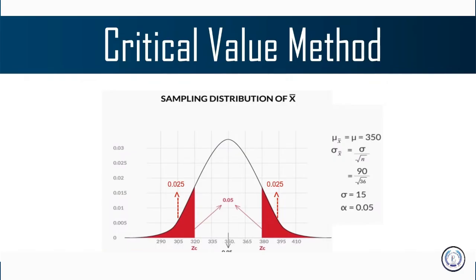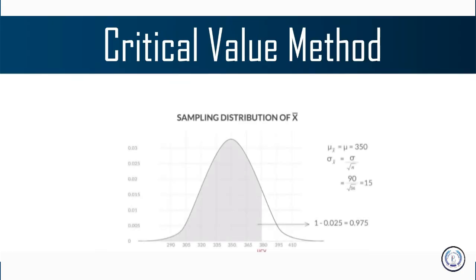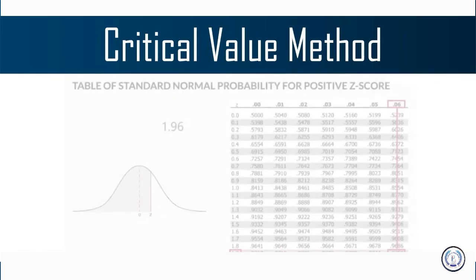So as it's 5%, that means 0.05. So that will be divided in half, for the lower critical region and for the upper critical region. For the upper critical value, you find it by subtracting from 1 for the area under this curve, which comes out to be 0.975. Then we have to find the Z score for it. That can be found through this table.